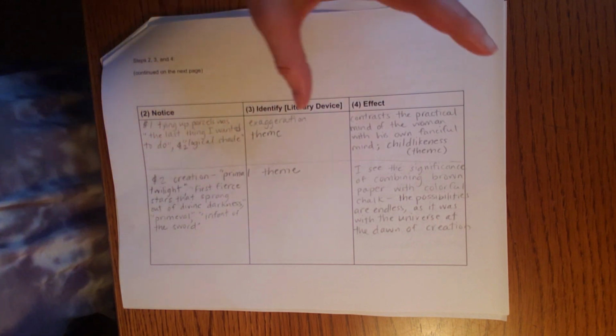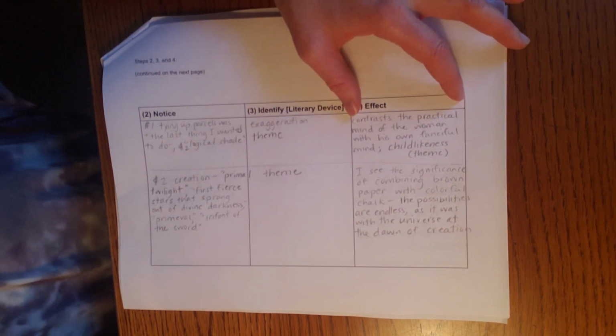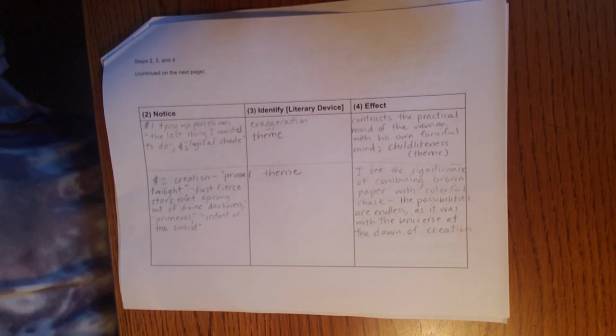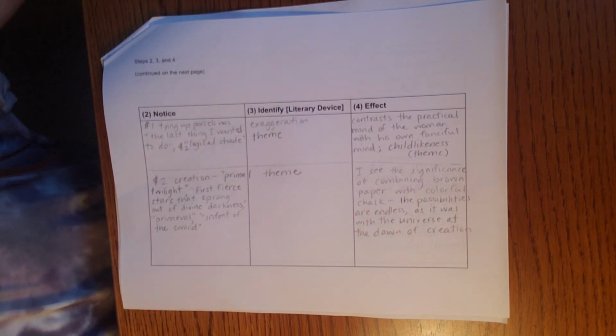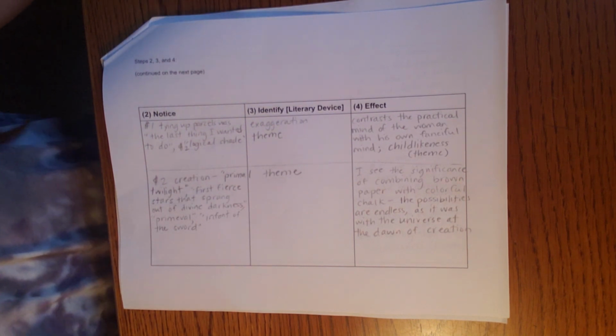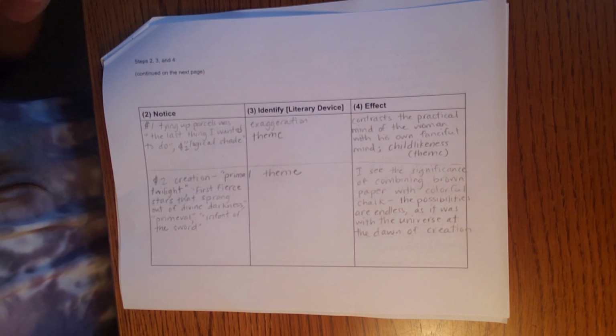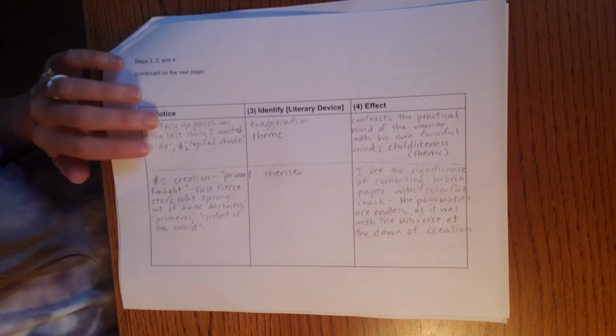And the theme of childlikeness stood out to me here because he was being very fanciful in wanting to just use this paper that you would probably treat like newspaper or something to that effect. He wanted to use it for artwork.